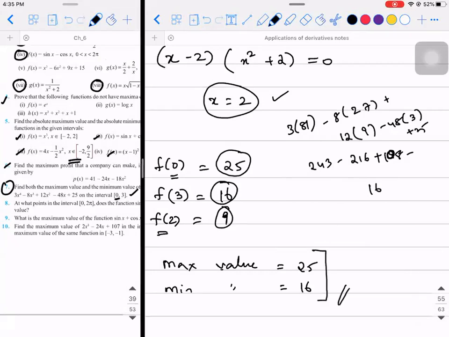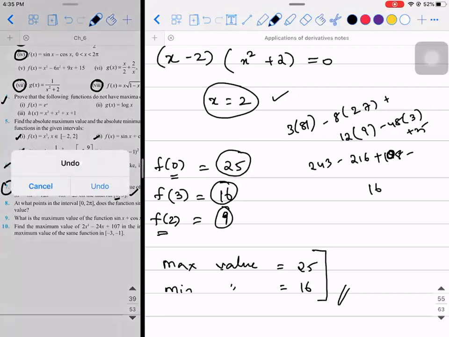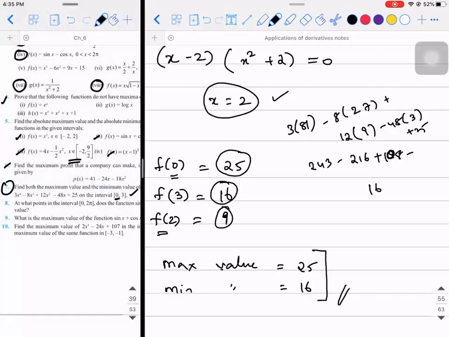So this is also one common mistake that happens, so please make a note of it. I've told this many times. Closed interval, no second derivative test. Open interval, we need to do the second derivative test.